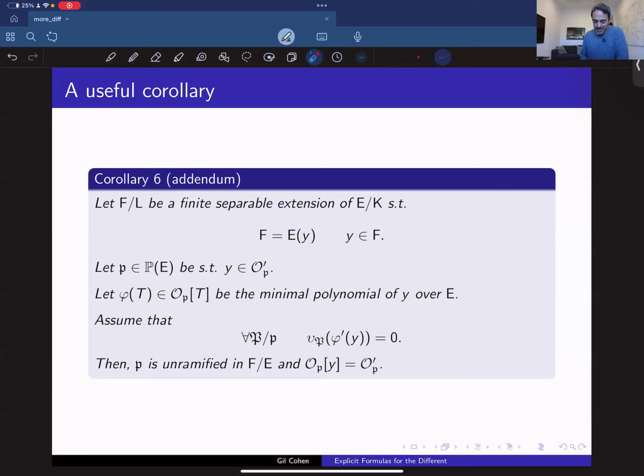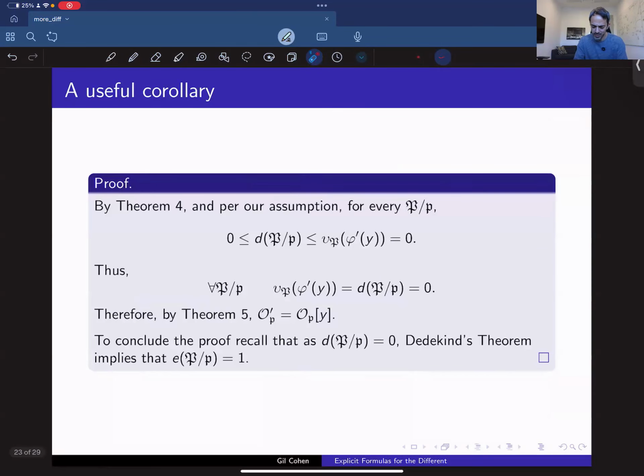Then what this tells you, so this is a simple test, is that P is unramified in the extension, and also that this is a local integral basis, two things. So this is a way of checking that 1, y, y squared, and so forth is a local integral basis, and it also rules out ramification. Actually, the proof is a one-liner, so let's just do it.